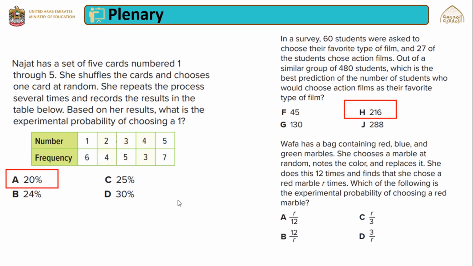Wafa has a bag containing red, blue, and green marbles. She chooses a marble at random, notices the color, and replaces it. She does this 12 times and finds that she chose a red marble r times. Which of the following is the experimental probability of choosing a red marble? Yes, you're correct. It's r out of 12.